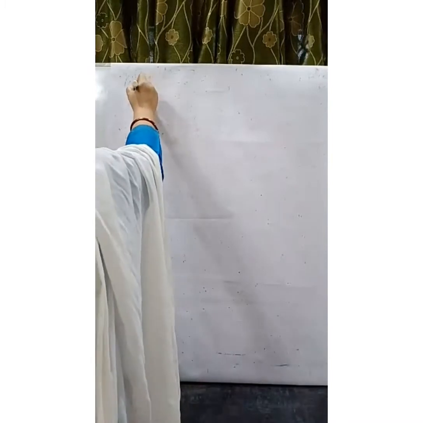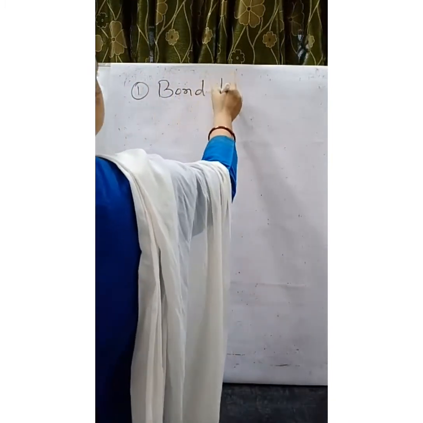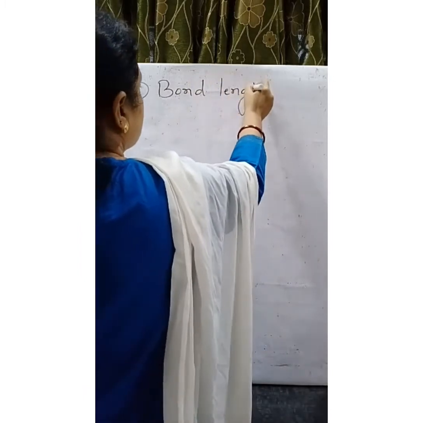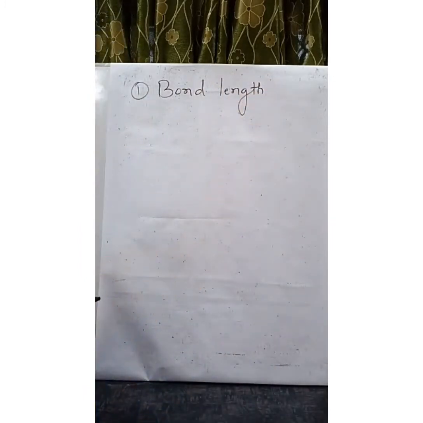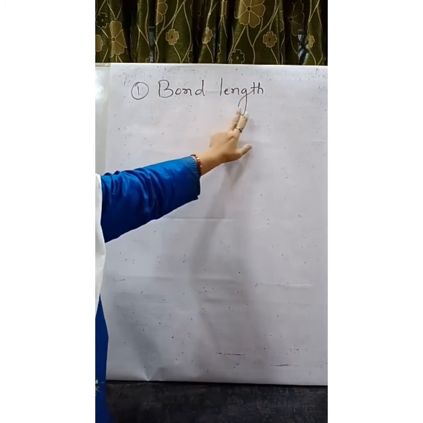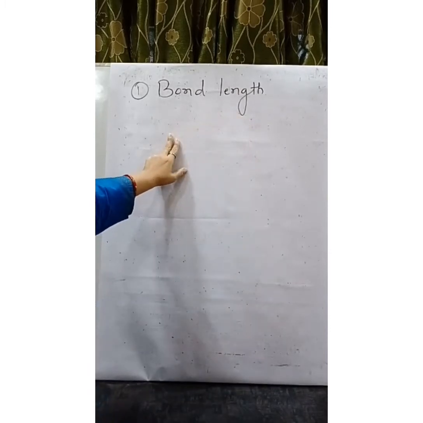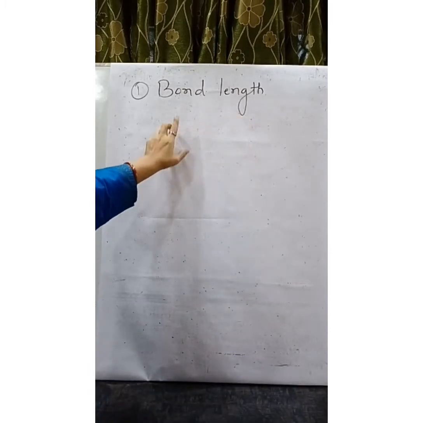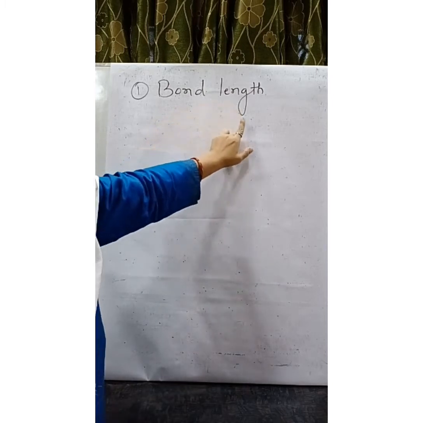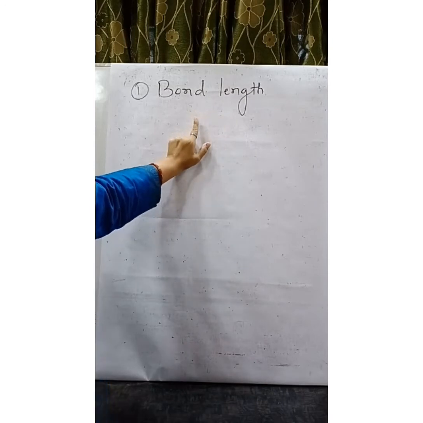In this video, we will discuss few bond parameters. The very first bond parameter is bond length. We can define bond length as the distance between the nuclei of two bonded atoms. That is called as bond length. The distance between the nuclei of the two bonded atoms is known as bond length.